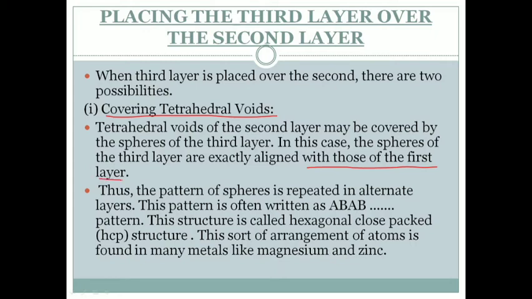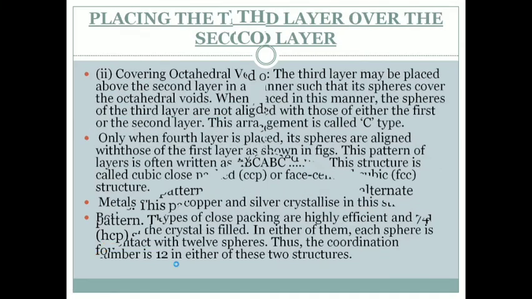Thus, the pattern of spheres is repeated in alternate layers. This pattern is often written as ABAB. This structure is called hexagonal close packed structure, that is HCP. This sort of arrangement of atoms is found in metals like magnesium, zinc, etc.